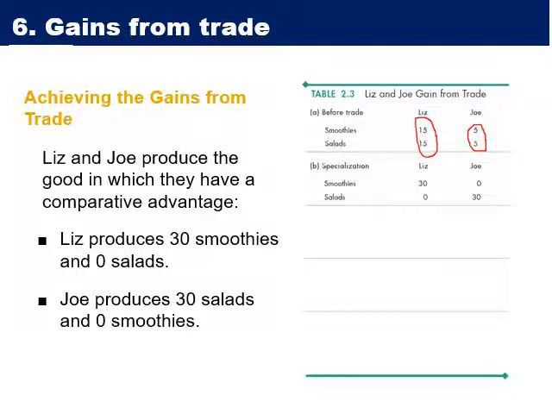So if Liz specializes in making smoothies, then she will be able to produce 30 units of smoothies and of course 0 units of salads, and she will choose smoothies because she has a comparative advantage in producing it, as we have explained earlier. On the other hand, Joe will specialize in producing the good in which he has a comparative advantage, which is salads, so he will be able to produce 30 units of salads and 0 units of smoothies.